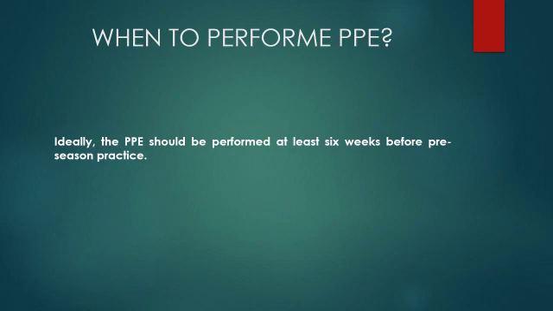When to perform PPE? Ideally, PPE should be performed at least 6 weeks before pre-season practice. Why? Because if an athlete is not cleared, the athlete can be rehabbed and, if needed, can be redirected to another sport which is suitable for the individual.